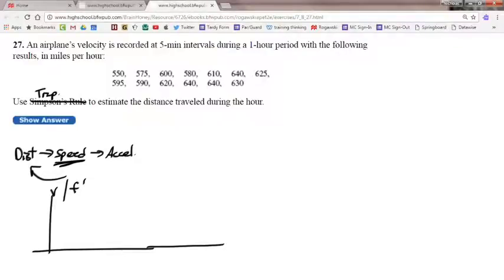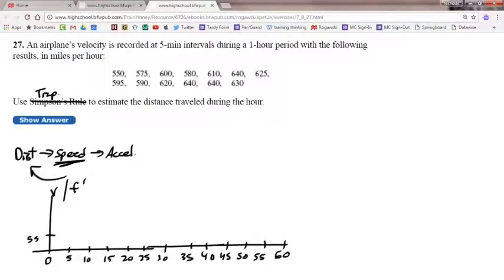Where are these numbers at? Okay, so we got 0 minutes, 5, 10, 15, 20, 25. I'm just drawing this for visual. All right, we can see that our lowest number is going to be 550, and our highest number is 640. So 640 and 550. All right, so let's graph all our velocities on here.